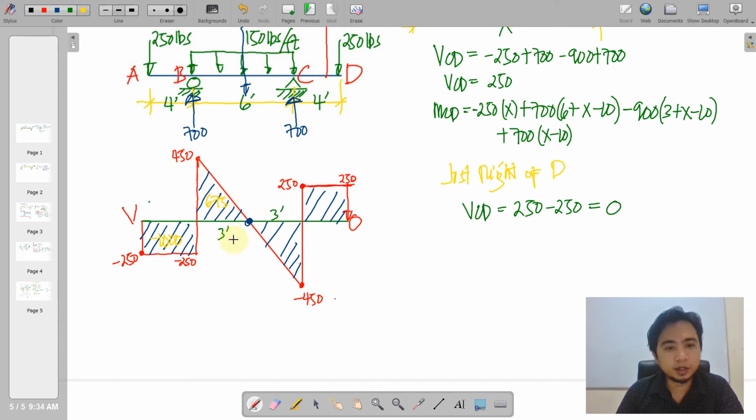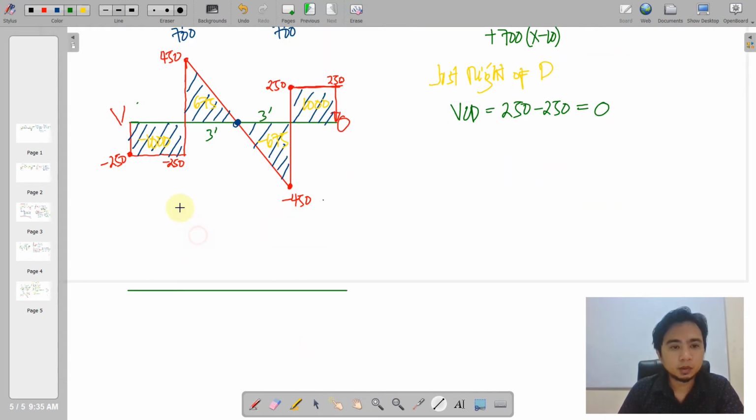So 450 times 3 divided by 2, or 1/2 base times height. So we have a similar area here, and this is also similar to that one. Okay, so let us have now the moment diagram. We have here the moment M.